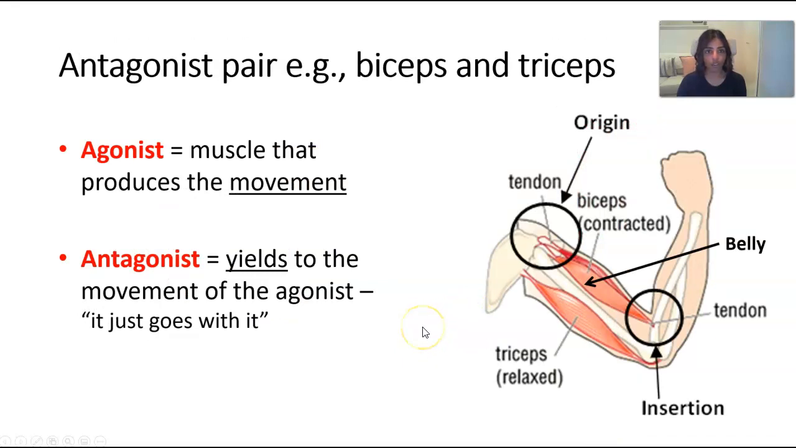Again, just to reinforce those points, the agonist in an antagonistic pair is the muscle that produces the movement. So if you are decreasing the angle at a joint, which is flexion, the agonist is the one that is causing that movement. Because we're decreasing the angle in the arm, it's the biceps muscle that's doing that. The antagonist will yield to the action of the agonist. So the antagonist will just go with it, if you like. It will just do the opposite, and it just allows for this movement to happen.